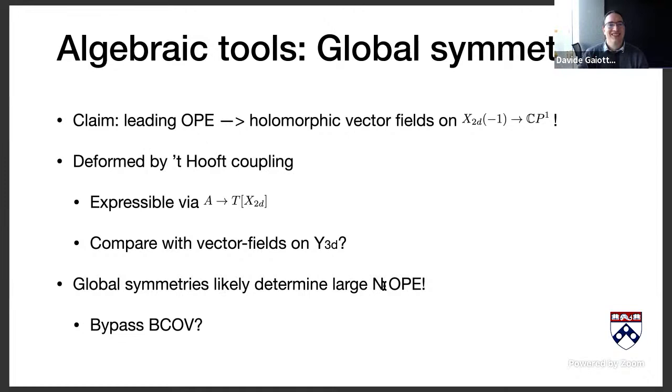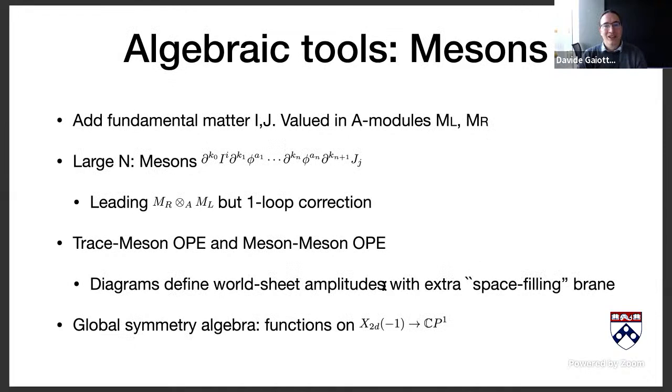Now, vector fields are still perhaps not something that you can immediately use to determine the manifold. I assume that knowing vector fields on this manifold will tell you what the manifold is, but it might be difficult to read it. There is a modification which is very useful, which is to look at mesons. So, add fundamental matter to the chiral algebra, add fields which transform as a fundamental or anti-fundamental of UN.